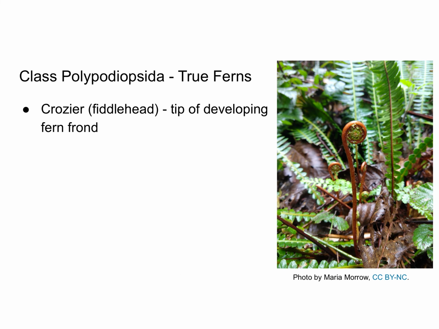One interesting structure associated with true ferns are these things called croziers, which are also called fiddleheads. And you can see that on this picture here. And it's the tip of a developing fern frond. So as the frond is developing, it will unwind or unfurl, and you'll see the leaves start to branch out from there.